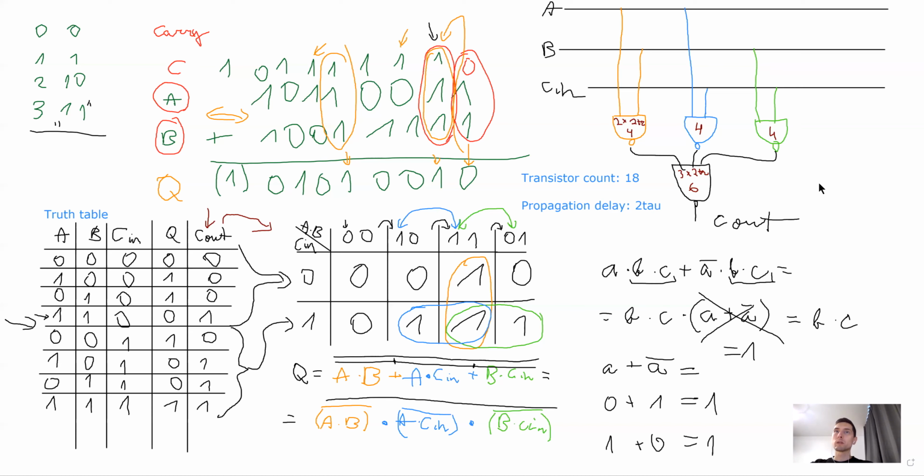And so many algorithms are developed in such a way that they would be easy to implement in these NAND, NOR gates, so that it will be easier to build them in hardware and have some hardware acceleration. Okay, so this is about calculating Q and carry out. And let's move to the next level.